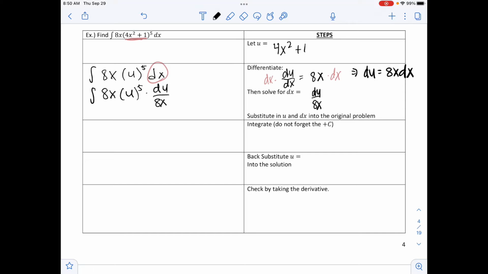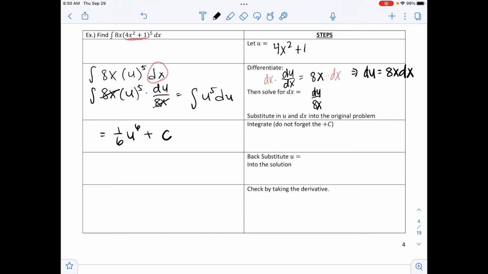One of the things we talked about with integration is that you can only have one variable in it at this point in time. The variables that we have right now, if you notice, are u's and x's. But if we simplify this, you'll notice that your x's actually reduce out. This is going to simplify to the integral of u to the 5th du. And we can easily integrate this. So the next step says to integrate, and don't forget your plus c. The integral of u to the 5th is going to equal 1 over 6 u to the 6th plus c.